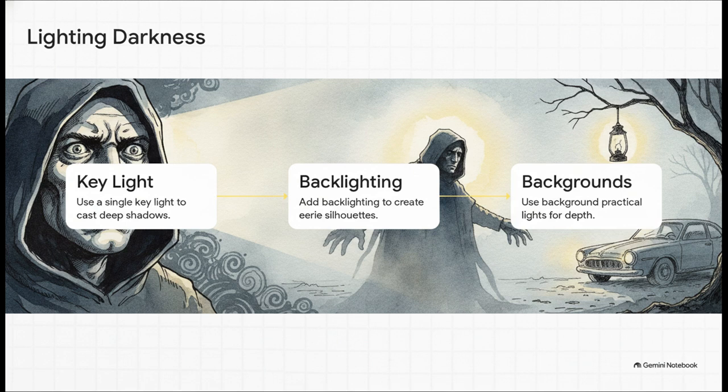Step 2 is absolutely crucial: backlighting. Placing your light source behind the subject facing the camera creates stark, moody silhouettes. You are literally forcing the audience to see the darkness that inhabits the scene.